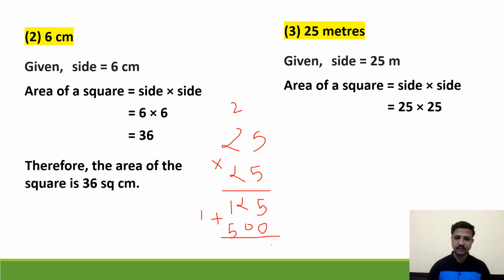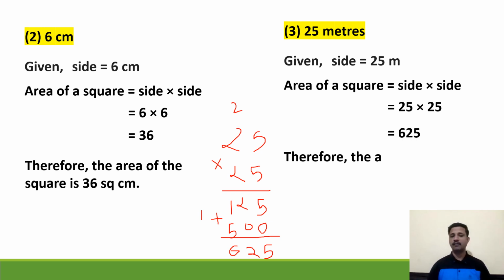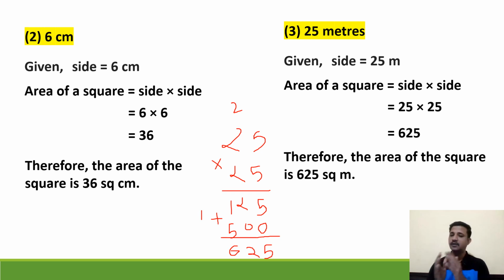Add these: 5, 2 and 6. So our answer is 625 meter. Write down 625. Therefore, the area of the square is 625 square meter. Always write area in square centimeter, square meter or square kilometer.